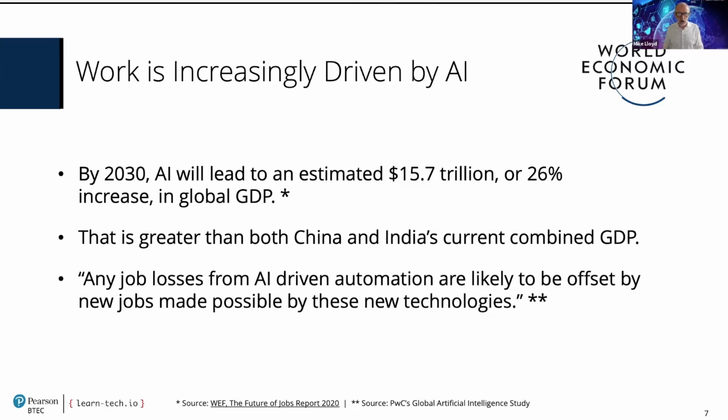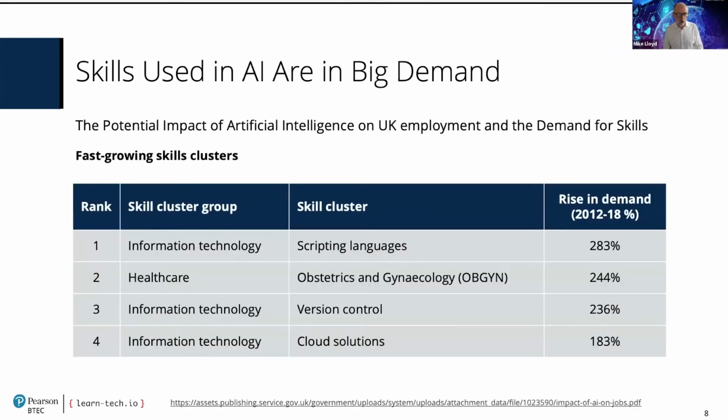So we can expect enormous disruption to the jobs market, and those who have AI skills will be the winners in that. Now, AI skills are already in very big demand, and this analysis of UK employment sets it out quite clearly, saying that the fastest growing skills clusters are in these areas: IT, healthcare, at the forefront. And so, picking our way through this, you think, well, information technology, scripting languages, of course, people are going to have to write AI programs and algorithms. So clearly there's an impact on that area.